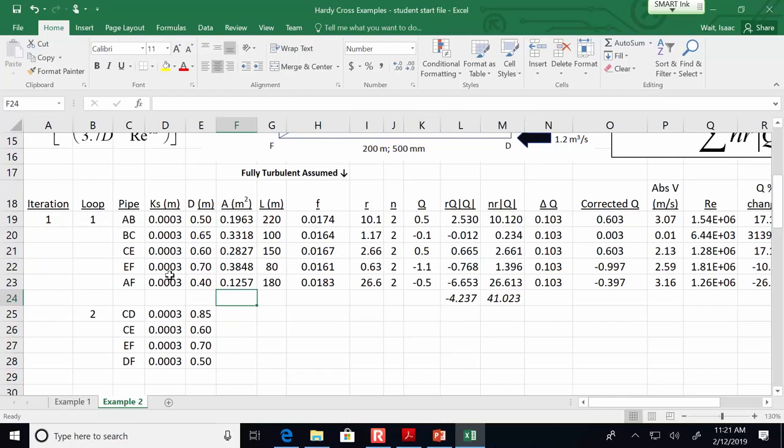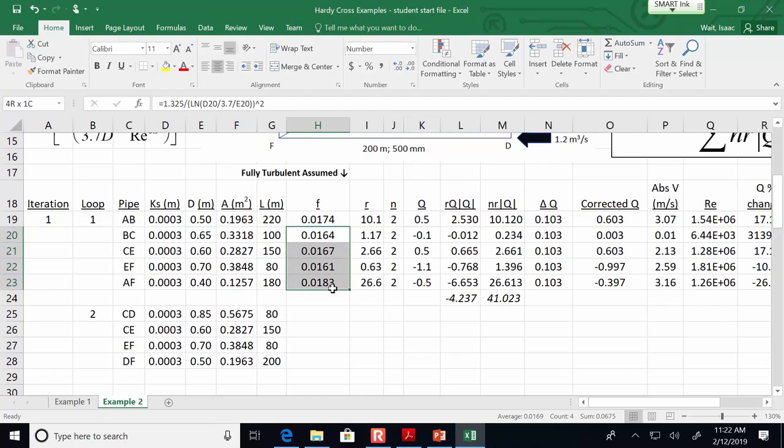And we can just copy and paste to get the cross-sectional area formula applied down for these new diameters. We do have to key in manually the correct lengths though, 80 meters, 150 meters, 80, and 200 meters. And then the F values, we can do the same thing, just use the fully turbulent flow assumption. We can copy and paste so that the formula is based on this initial pipe data.